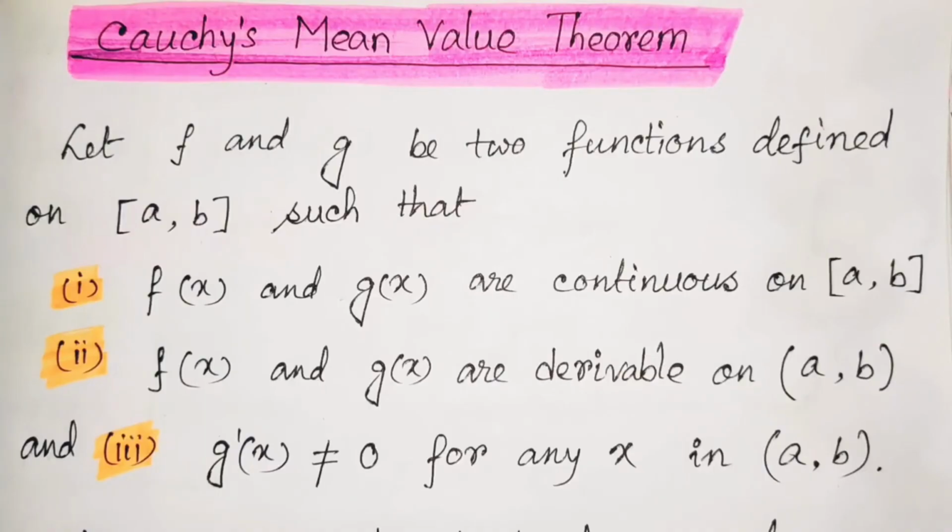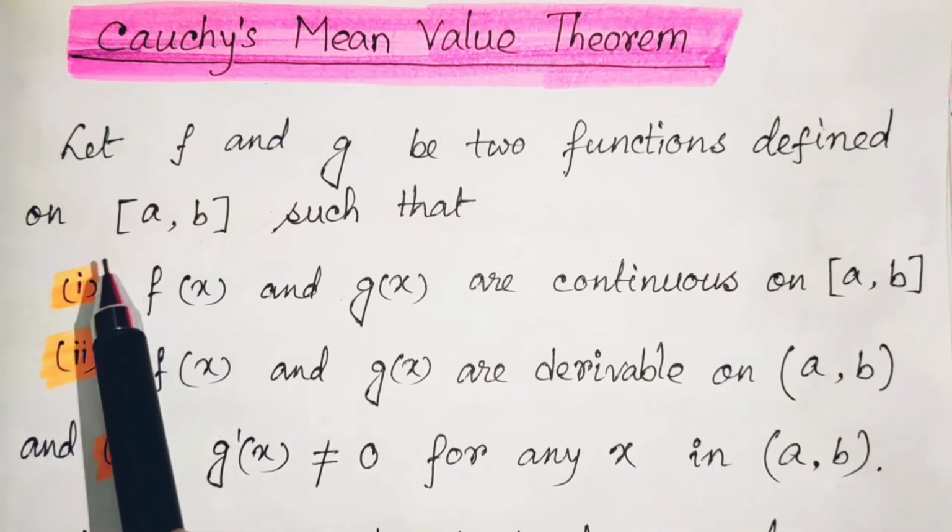Now it is time for the Cauchy mean value theorem. That is one more extension of the Lagrange mean value theorem. At first let us discuss the statement. After that I shall give you a real-time example so that we can understand the theorem much better.